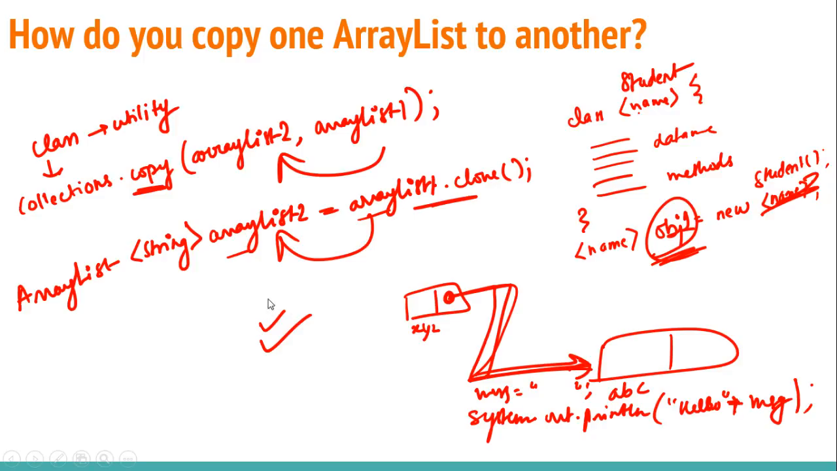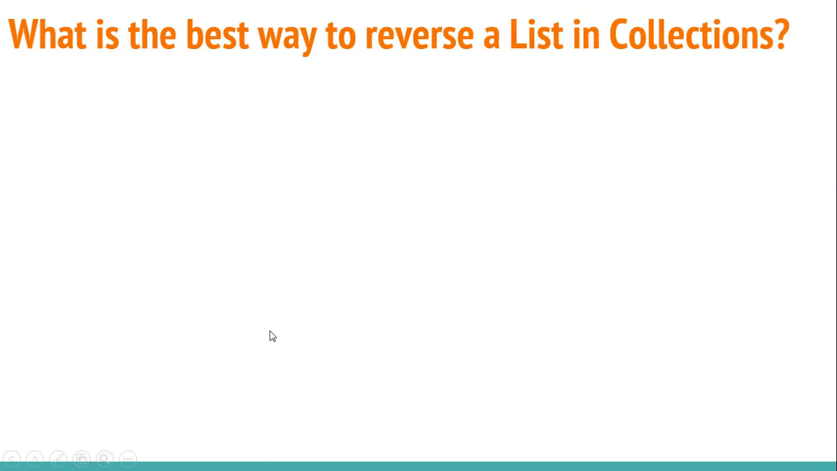Fine. Jumping on to the next question, what is the best way to reverse a list in collection? What is the easiest way to reverse a list in collection? This is also a method that we have seen, so if you guys remember, this should be a very quick answer.